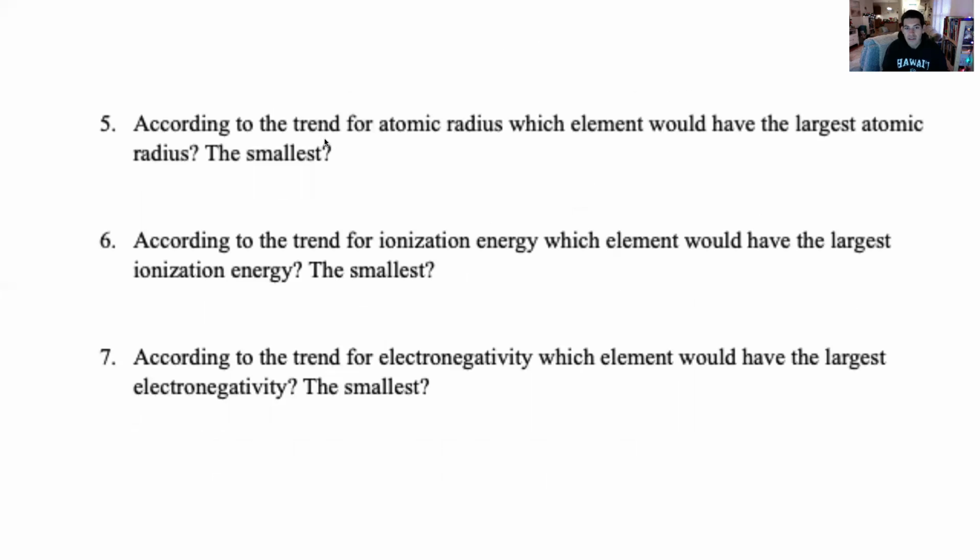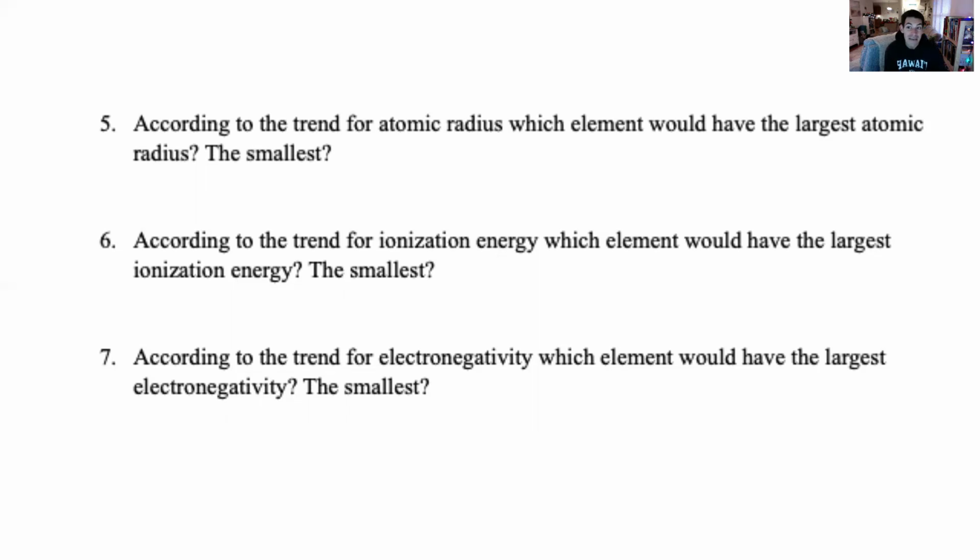According to the trend for atomic radius, which element would have the largest atomic radius? That'd be in the lower left. That would be francium. Which one would have the smallest? That would be in the upper right, helium. According to the trend for ionization energy, which element would have the largest ionization energy? It's actually the opposite of radius. The largest ionization energy would be all the way right and all the way up.